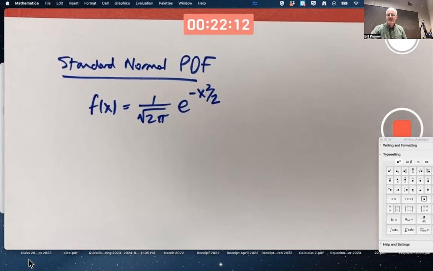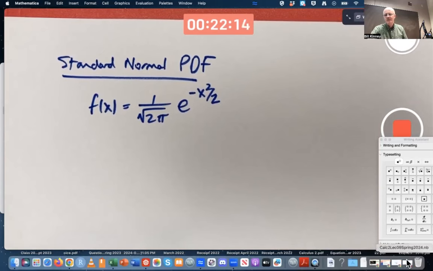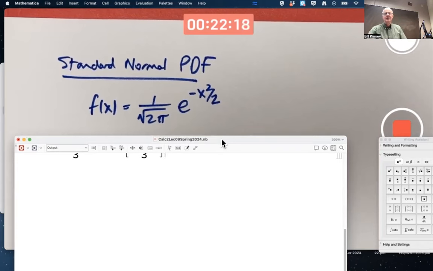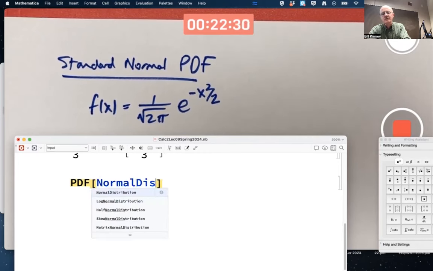Do you need to memorize that? No. If you needed it for some reason and you couldn't look it up, but you happen to have Mathematica available, how could you figure it out? You could do PDF, probability density function, normal distribution.